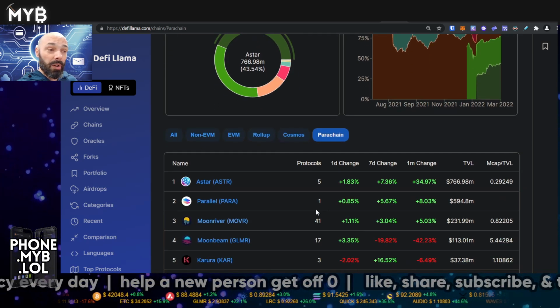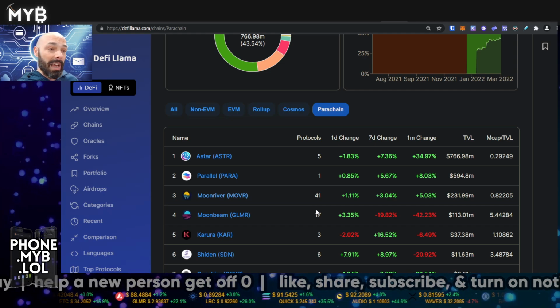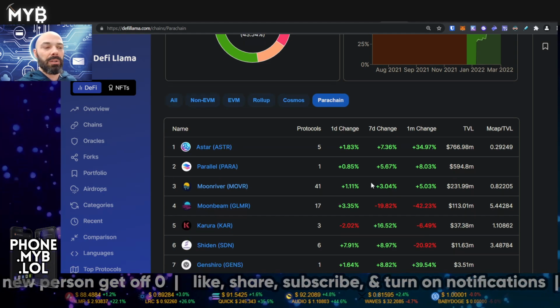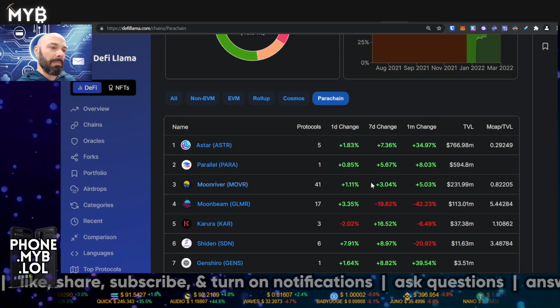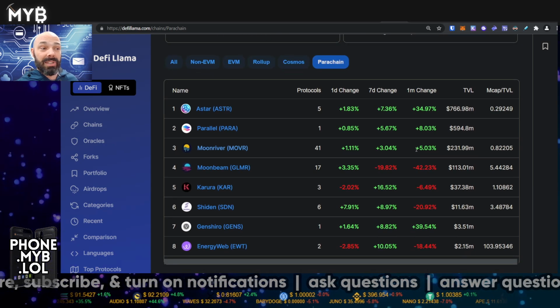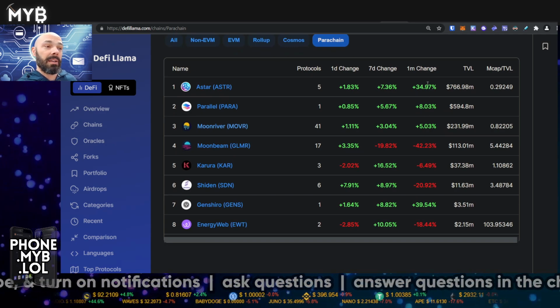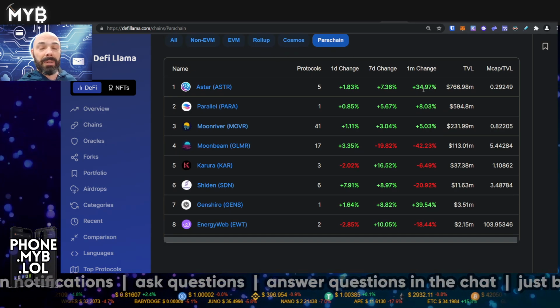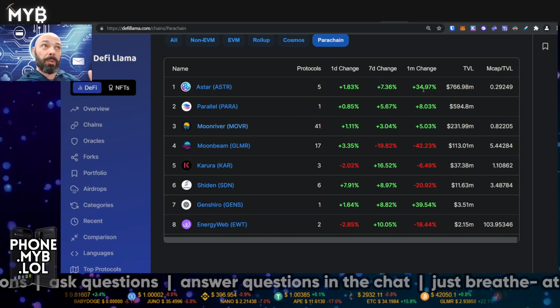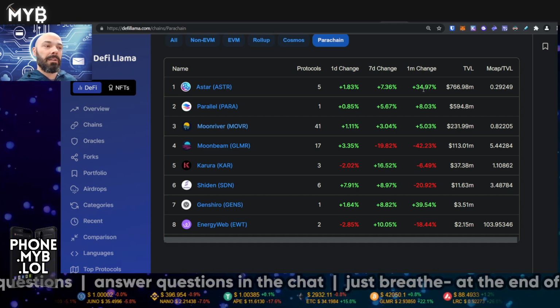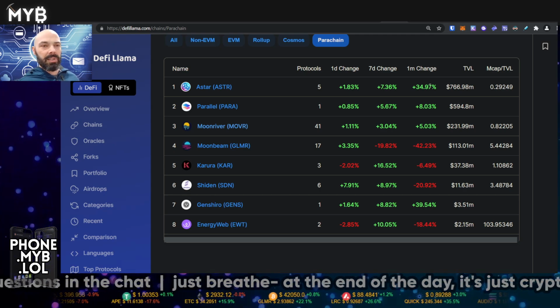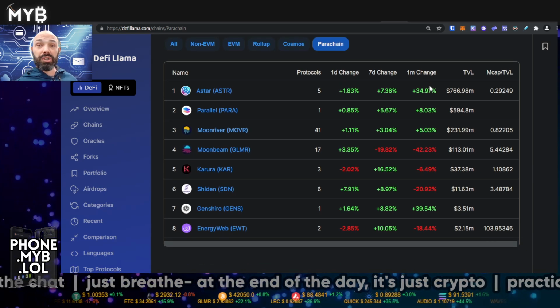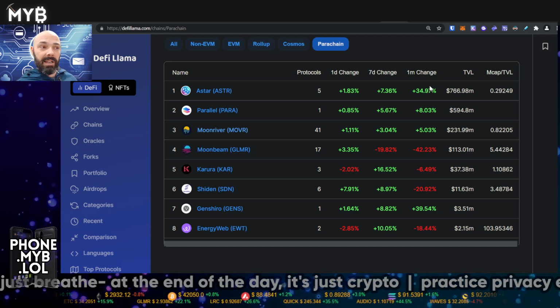Moving into the Polkadot ecosystem, here's the parachain breakdown. Astar is doing well. It's dominant by way of TVL, but still all of these are under $1 billion TVL. What does that mean? Well, I think the numbers here kind of speak to what that may mean. You've got 34% to the upside in the last month for Astar. That's huge. That's way bigger than some of the other protocols that we've seen. Some of the other chains that we've seen in these breakdowns.